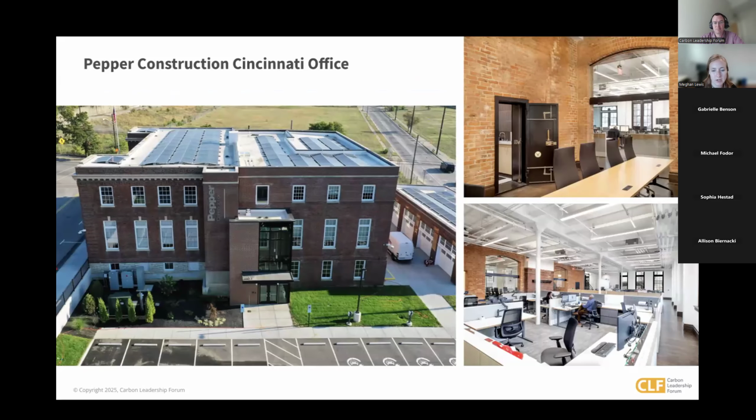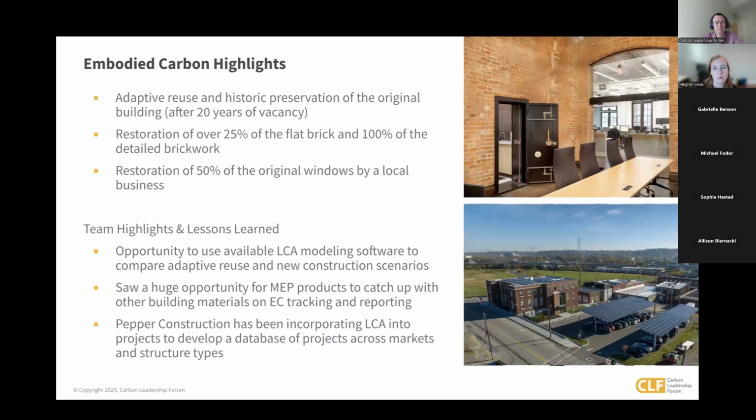So beautiful project. Some of the highlights were that I think it's really amazing. Sometimes you hear adaptive reuse and you don't know whether the building had just turned over. This building was vacant for 20 years, which obviously requires pretty significant restoration. For it to be an adaptive reuse project, the team restored over 25% of the flat brick and 100% of the detailed brickwork, as well as 50% of the original windows.